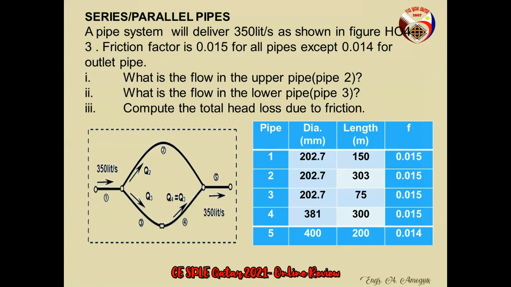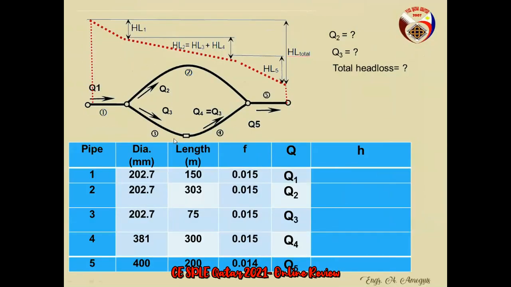And total head loss due to friction nung system. Di ba? Baka i-solve nyo lahat ng head loss tapos i-add, tapos mali. Tandaan that meron tayong naka-series at saka parallel. Okay, paano natin i-solve? Pag ganitong problem, normally, tinatabulate ko siya, tapos sinusolve ko yung head loss in terms of Q. So, find Q2, find total head loss. Yun yung tinatanong.